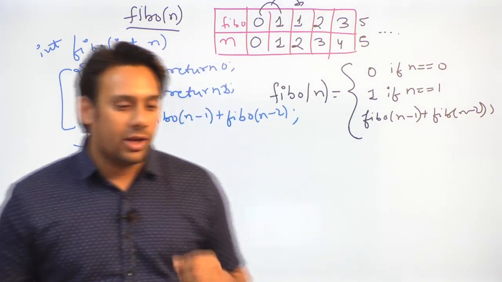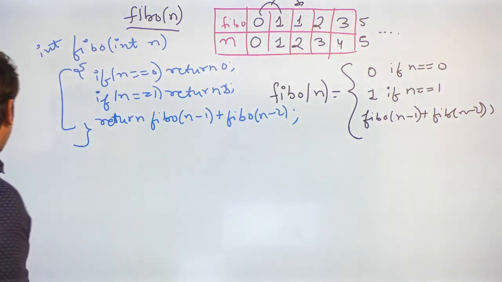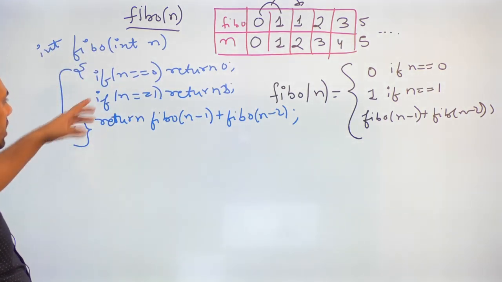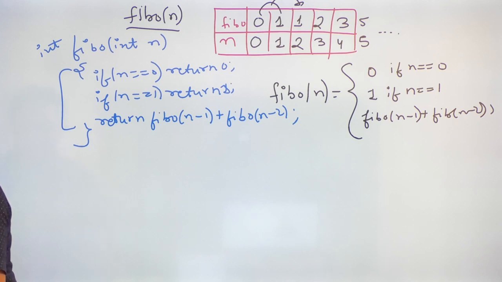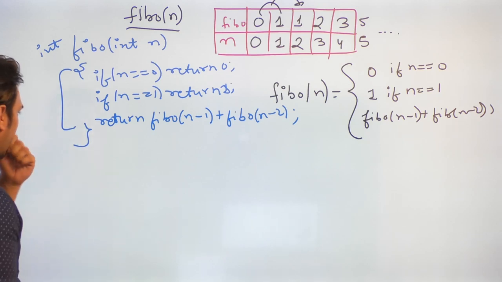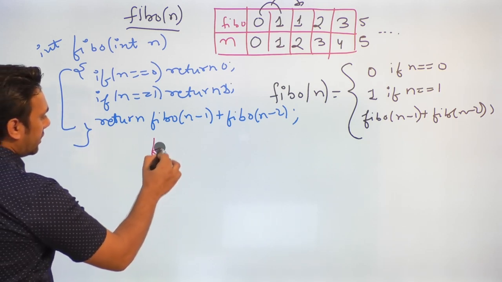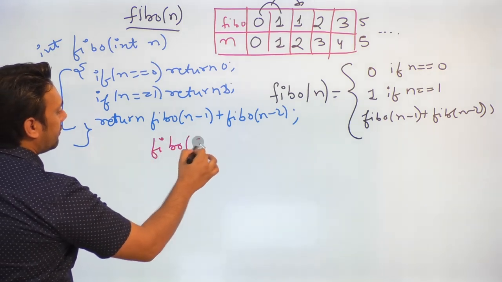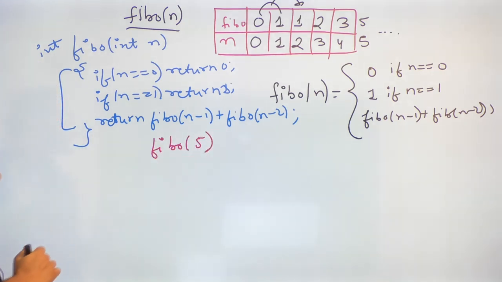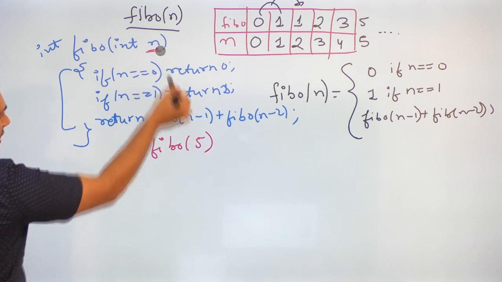Theek hai? Now, how can I really find this out? How can this function work? Sabse pehle samajhne ki koshish karte hai ki function kaise kaam karta hai. Let us assume I want to find Fibonacci of a number 5. Mujhe Fibonacci of 5 ko find out karna hai. Now, I will pass this value of n as 5.